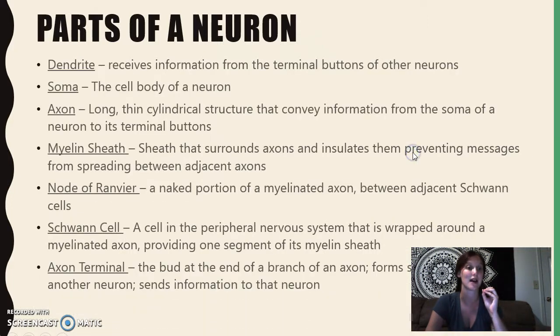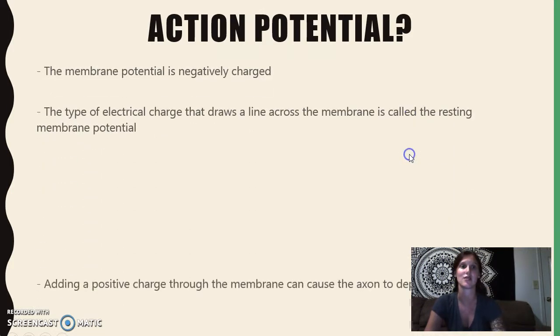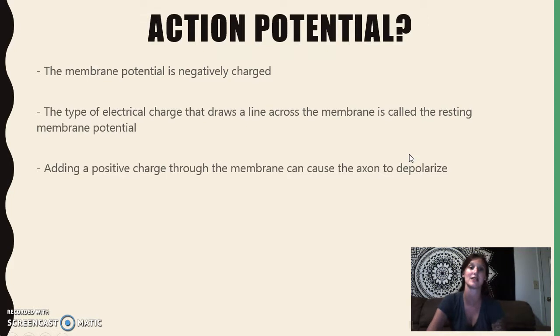So going back through, this leads up into talking about what the action potential is. The membrane potential is negatively charged. The type of electrical charge that draws a line across the membrane is called the resting membrane potential, and that is measured by electrodes that you can use with an oscillator. Put it inside one of the neurons, and it will show you that the resting membrane potential is actually at 70 millivolts, but since it is negatively charged, it would be negative 70 millivolts.